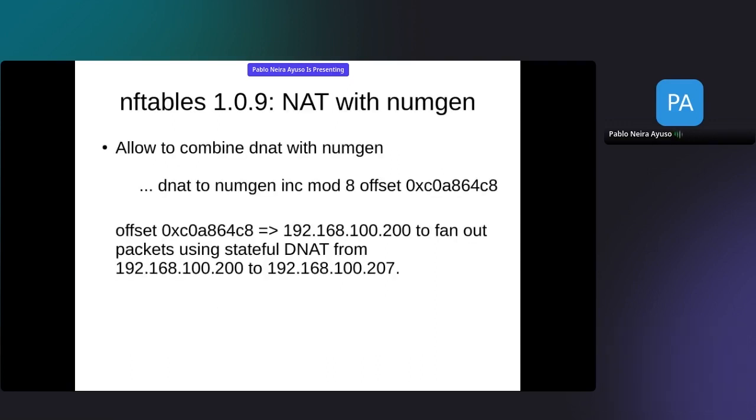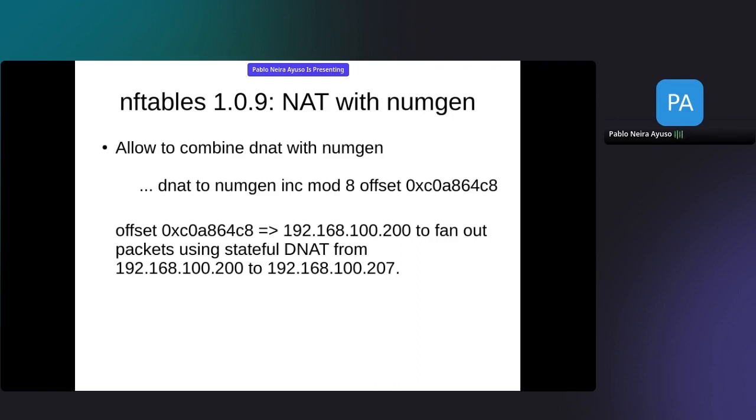It is now possible also to combine DNAT with expressions such as numgen. This is basically using the number generator expression, which is incrementing, starting from 0 and incrementing by 1 for every matching, up to 7 inclusive, so from 0 to 7. And then the offset is actually encoding an IPv4 address.